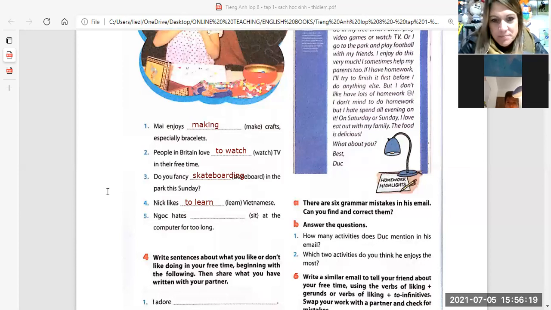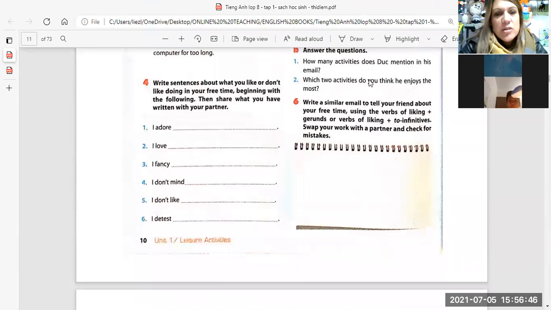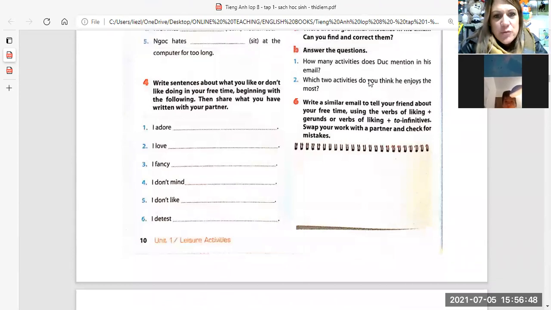Okay. Yes. And same with this one. You can say here to sit, or you can say sitting. Ngoc hates. Let's read number five. Ngoc has to sit at the computer for too long. Yes, good.